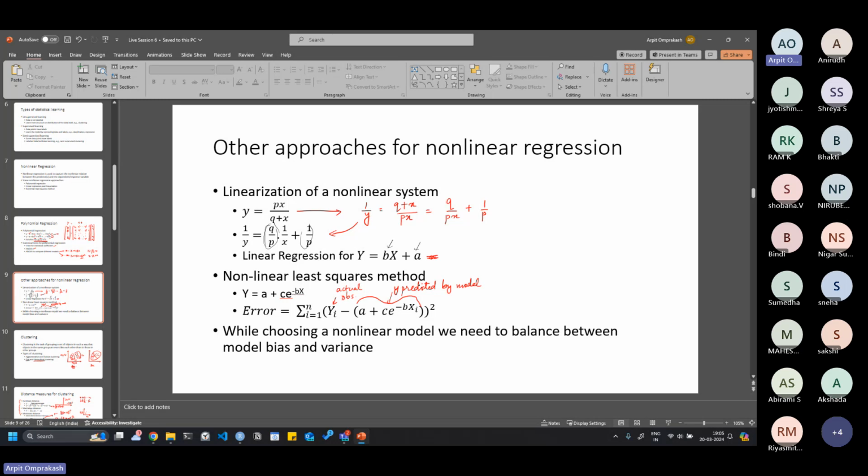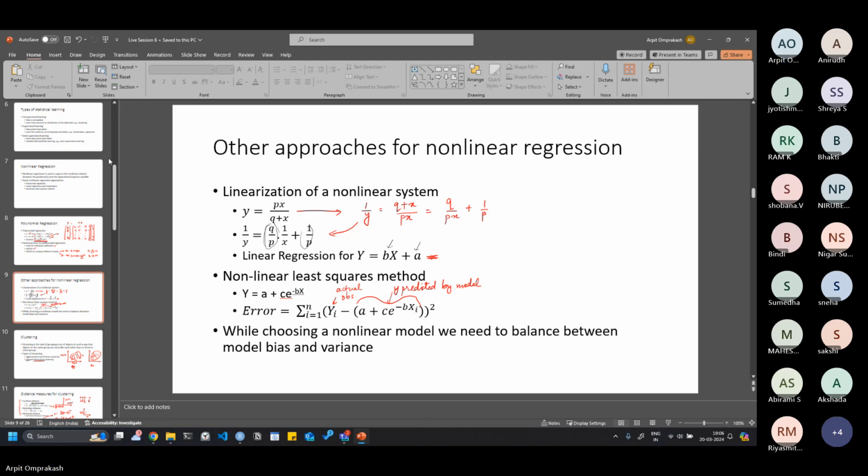Nonlinear least square method is basically the same as how we did least square method for linear regression. So if you have a nonlinear equation, you basically have the actual observation minus the predicted value of the model based on the equation, and you sum the square of this error, which is the residual sum of squares, and you're trying to minimize these residual sum of squares for your model by changing your different A, B, and C parameter values.